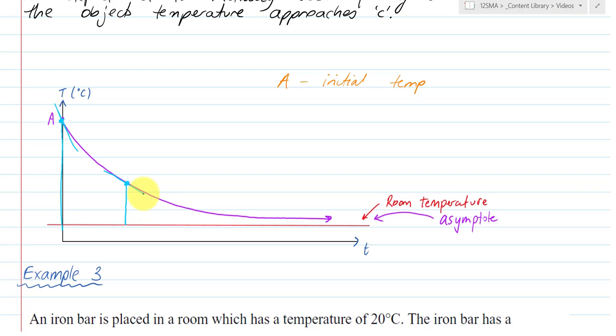Now, mathematically and theoretically, it asymptotes with room temperature. It never actually reaches room temperature, which is a bit silly, but remember, room temperature is not constant. So it doesn't really make sense for that to happen. In the real world, if you've got a cup of coffee at home, it will cool down, but the room temperature might increase a bit at some point, and eventually it will be room temperature.